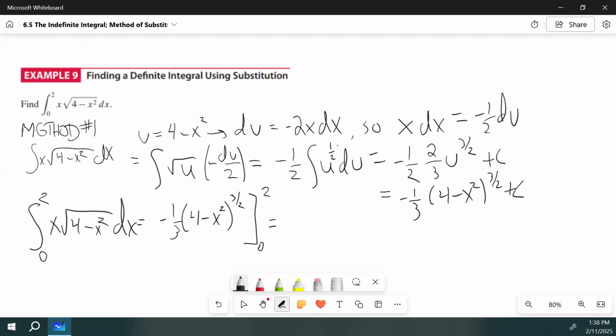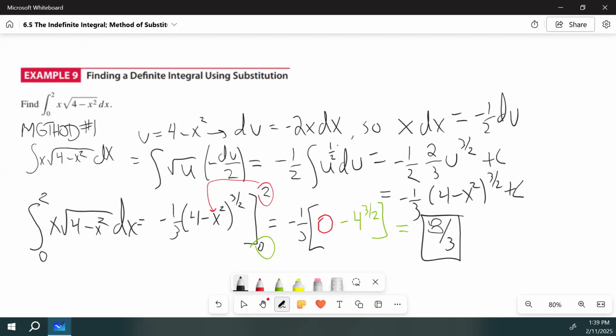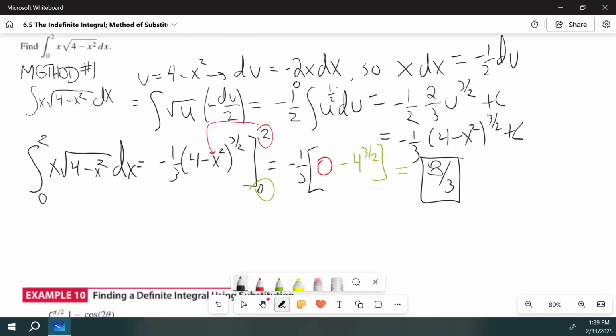Okay, so this is going to be negative 1/3 times the function evaluated at 2. If I plug 2 in, 2 squared is 4, 4 minus 4 is 0. That just gives me 0. Then if I plug in 0, 4 minus 0 squared is 4, 4 to the 3/2. So this would be minus 4 to the 3/2. Okay, 4 to the 3/2 is 8, because you can take the square root of 4 is 2, cube it, you get 8. And then times the negative 1/3, distributing to the minus 4 to the 3/2. In other words, our answer is just 8/3. Okay, now that's the first method.